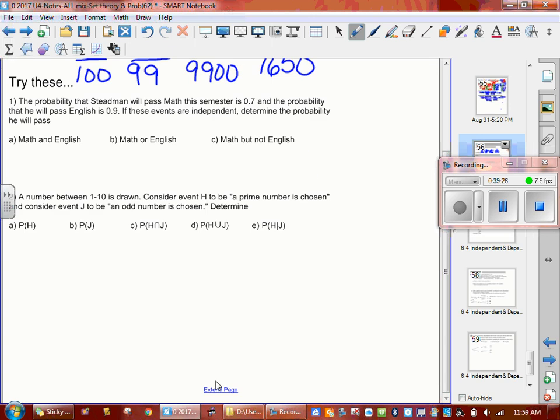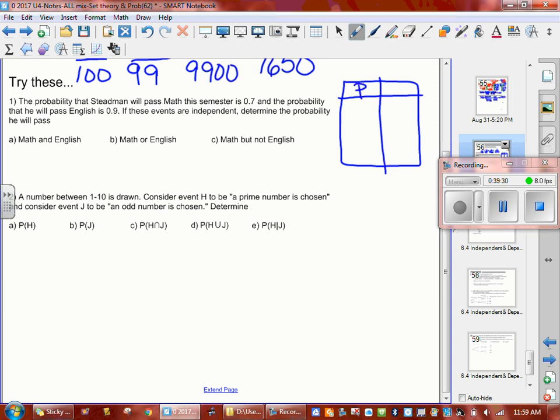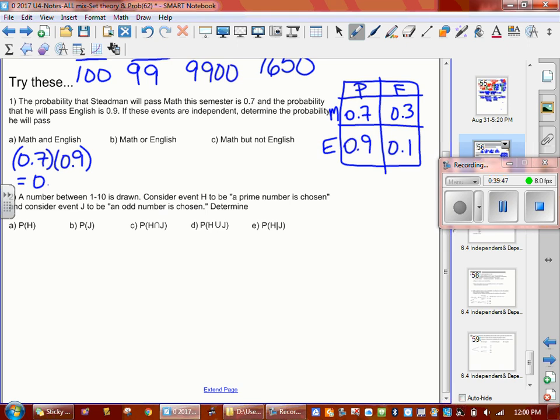So, passing math and English. Most of you, as I walked around, were doing the probability charts, so the pass versus the fail. So math and English: 0.7 and 0.3, 0.9 and 0.1. So passing math and English would be 0.7 times 0.9 to give us 0.63. Math or English means I'm going to add the numbers, which is going to give me 1.6. So or meaning adding.